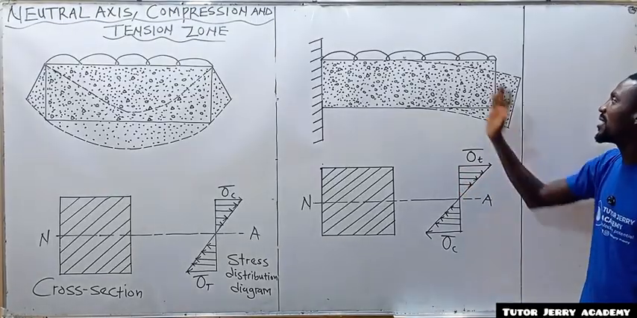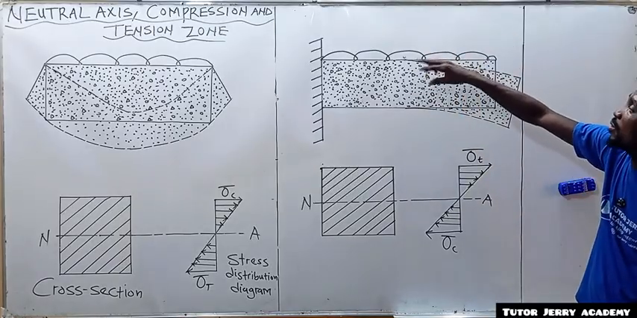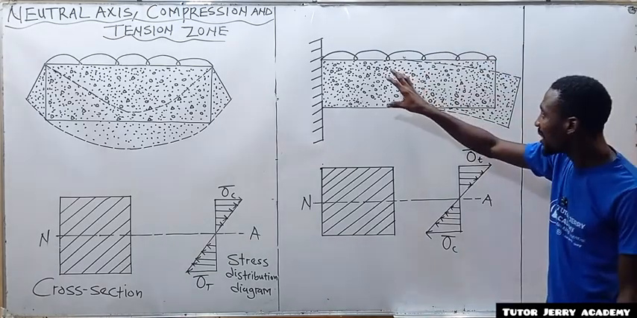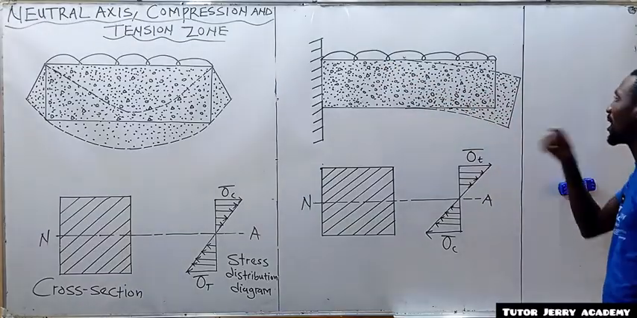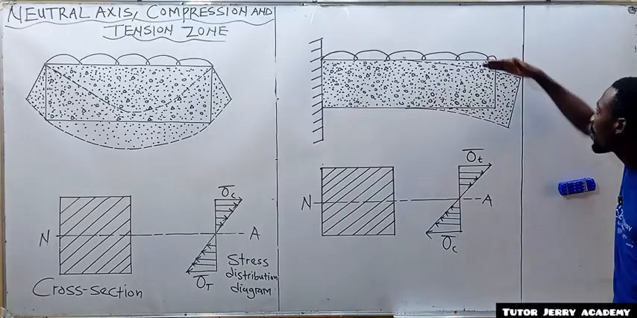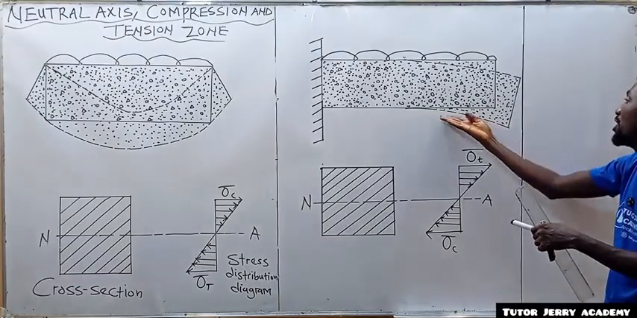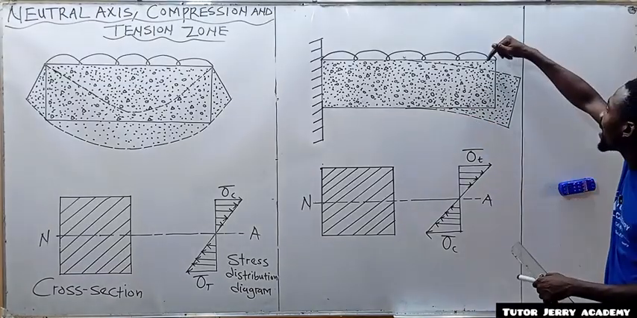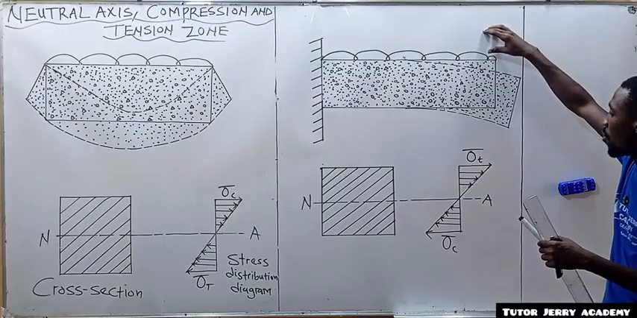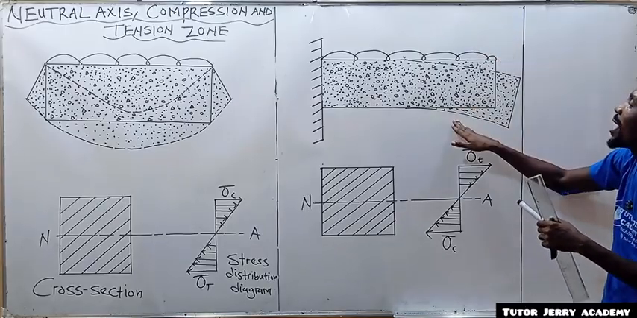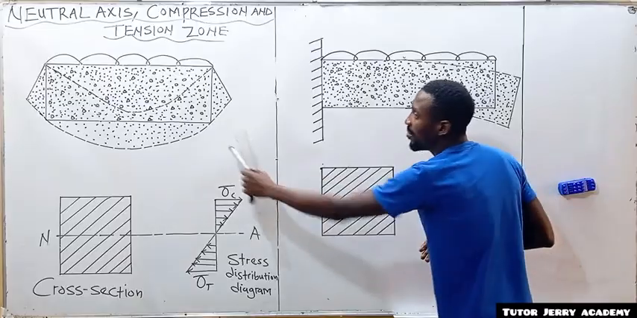cantilever beam. This is a cantilever beam that is also carrying a uniformly distributed load. When it is subjected to some load, it is going to deform in this manner. You are going to observe that the top part will bend more and undergo more deformation than the bottom part. So it shows that the top part will undergo tensile stresses, while the bottom part will undergo compressive stresses, the inverse of what we have here. Is that clear?